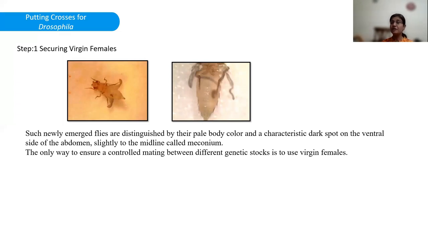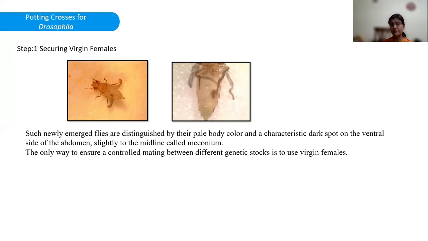Therefore, while putting the crosses, it becomes imperative that we always start with unmated female flies, because those flies would not have any predisposition of genetic material. We have to start fresh. So this involves securing virgin flies.